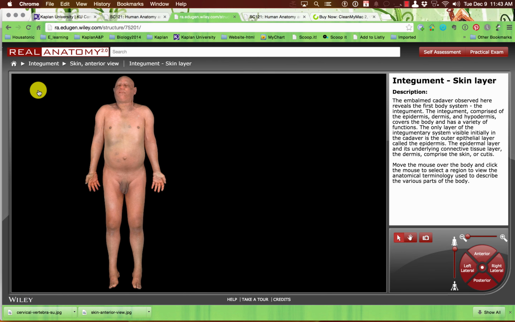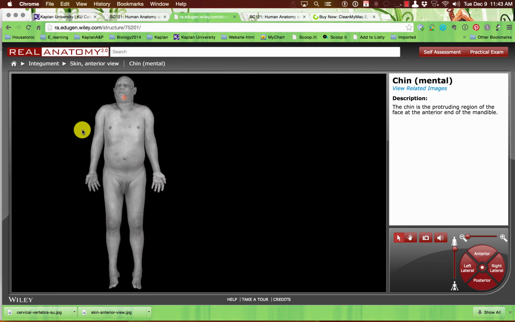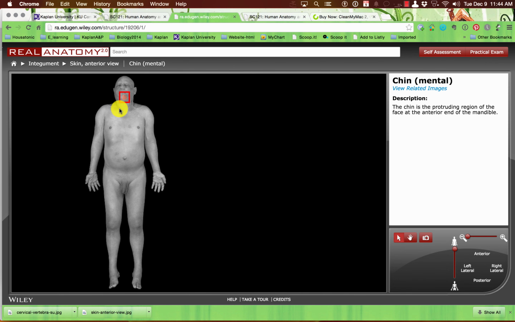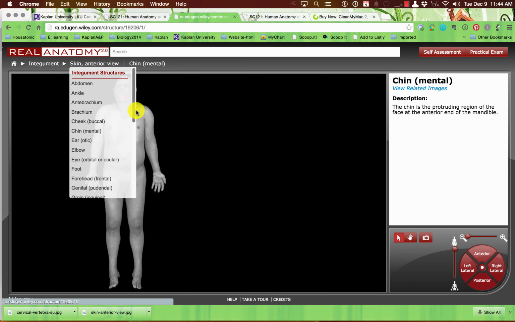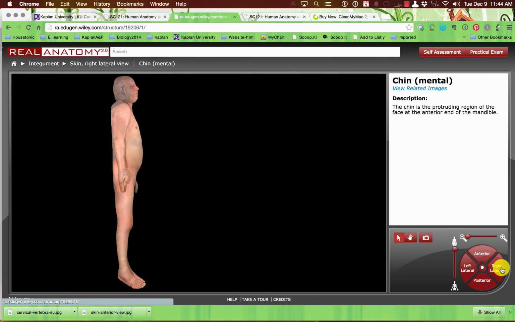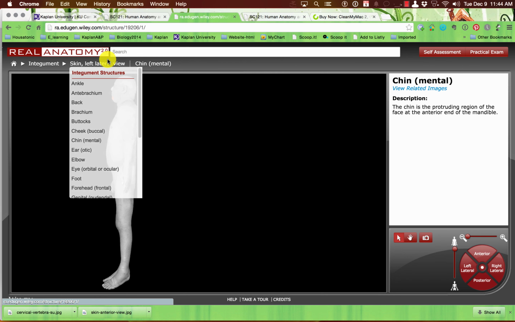If we go back to the integument, you're going to the skin. I'm going to go to the chin. Okay, so we've got the chin right there. Let's see if there are any related images. Well, they only had the anterior posterior view. So that's all you can see unless you want right lateral where you get the right arm, or left lateral where you get the left arm. But here you can see the chin is still highlighted because that's what I selected.